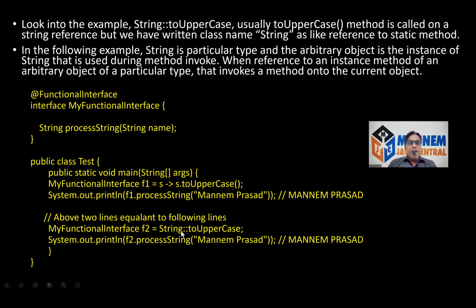So in the following example, String is a particular type and the arbitrary object is the instance of a string. So see, here string is an arbitrary object of instance of String type. When we reference an instance method of an arbitrary object of a particular type, it invokes a method on the current object. So see, toUpperCase is an already existing instance method from the String class. So I am getting the benefit of this toUpperCase method from the String class, which is nothing but an arbitrary access. So let's see this example in the IDE.